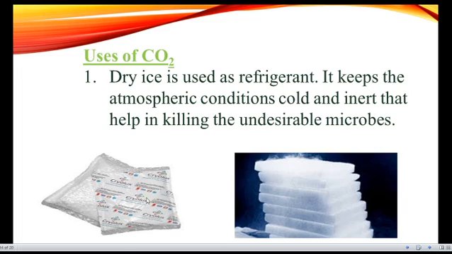This is nothing but dry ice, which is kept in the packages in order to keep the condition cold and to avoid undesirable microbes. So dry ice is used as a refrigerant, that is, a cooling agent, a coolant.